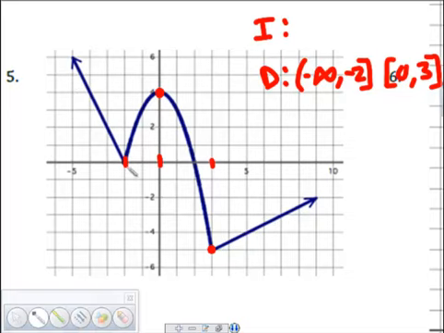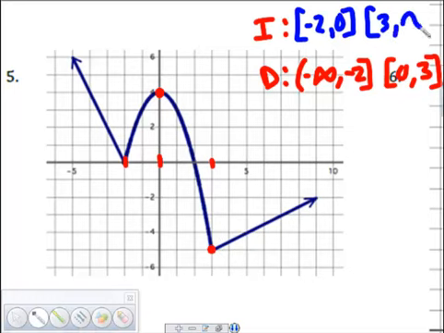Where is this function increasing? So from here, negative 2 all the way to 0. And then it's also increasing from 3. And then this arrowhead indicates that it's going all the way to infinity. And the infinities get the parentheses. So that's increasing and decreasing.